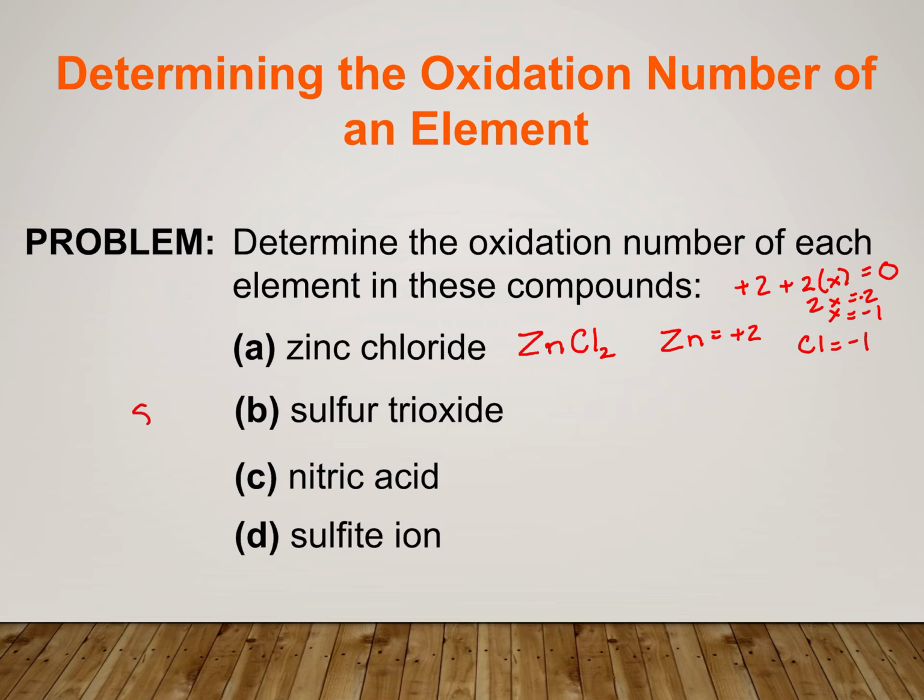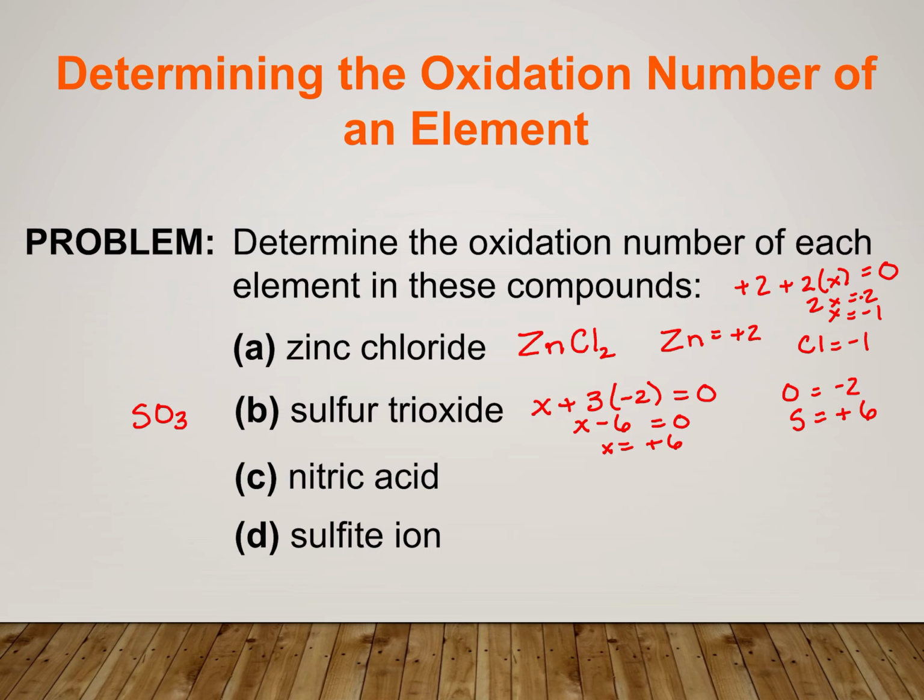Sulfur trioxide, so that's SO3. And remember, sulfur is one of them that can change. So we'll use the oxygen to figure out the oxidation state of the sulfur. We can write X plus 3 times each of those oxygens, which is -2. And again, that's a neutral molecule, so that's equal to 0. So X minus 6 equals 0, X equals +6. Our answer would be that oxygen is a -2 and sulfur is a +6.